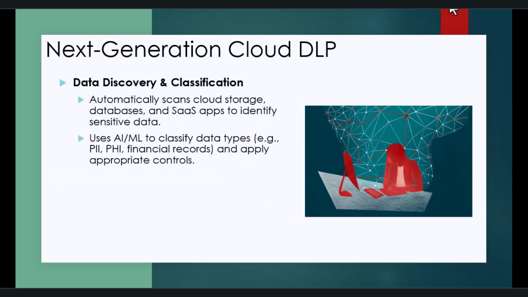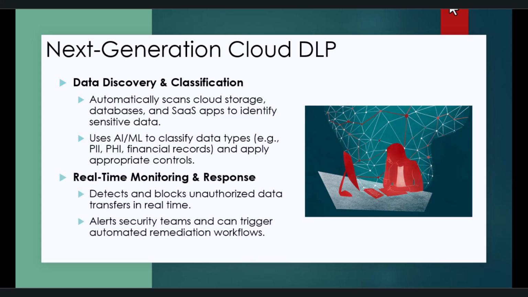Data discovery and classification, automatically scanning cloud storage, databases, and SaaS apps to identify sensitive data. This technology uses AI and ML to classify data types, for example PII, PHI, and financial records, and then apply appropriate controls. It detects and blocks, in real time, unauthorized data transfers. It alerts security teams, for example in a security operations center, or maybe a cloud-based SOC like Security Hub at AWS, to trigger automated remediation workflows.